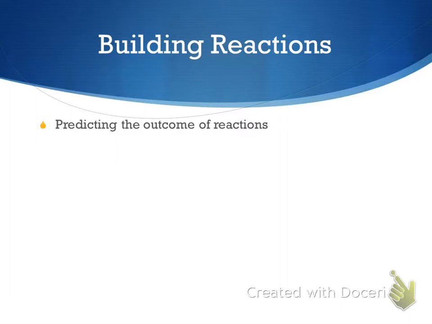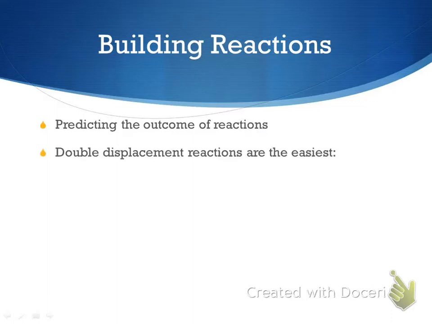Okay? So essentially, this is what we're looking at. We want to predict the outcome of our reactions, and double displacements are the easiest to do that with. So that's what we're going to really focus on, building reactions using double displacement reactions. Okay, and we talked about what double displacement or double replacement reactions are. Can anyone tell me what happens in a double displacement reaction?